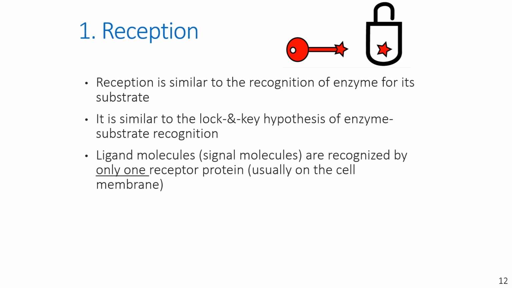So reception, the first stage of it, is quite similar to recognition of an enzyme for its substrate. So the signal molecules, sometimes called the ligand, and the receptor protein have a complementary shape to one another. So they can fit together quite well. So whether that's on the cell membrane or in the cell, they have a complementary shape. So the receptor and the signaling molecule, the ligand, bind together.